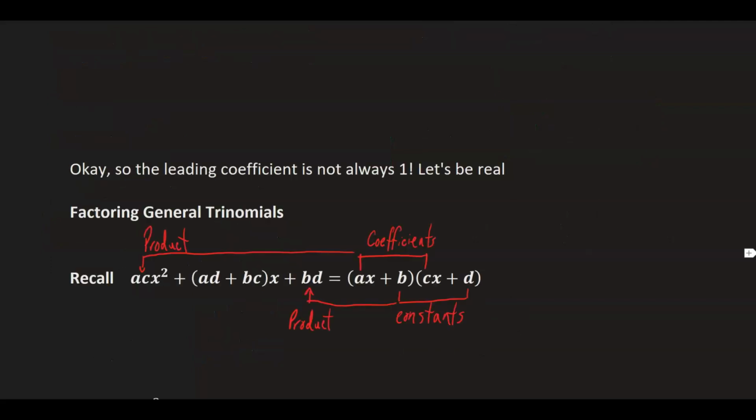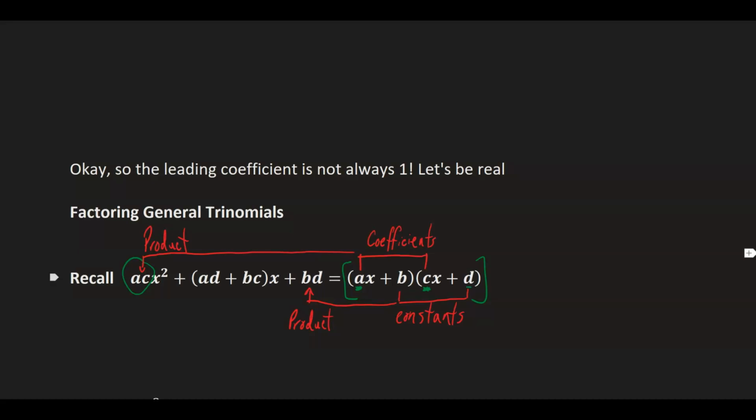All right, so you may be wondering, does this work when the leading coefficient is not equal to 1? Because the leading coefficient is not always 1. So we have another general trinomial that we can recall the factoring of. And notice that when factored, which is really where we're headed, the coefficients of x at the beginning form the product of the coefficient of x squared. And so that's good to know.